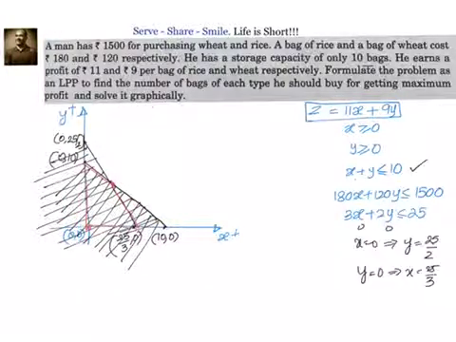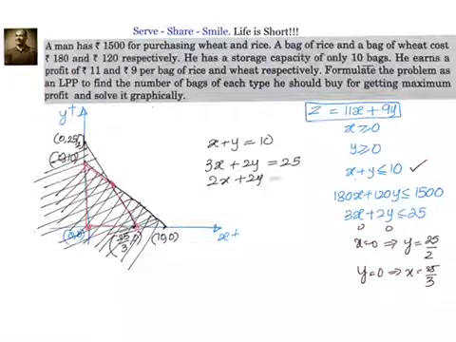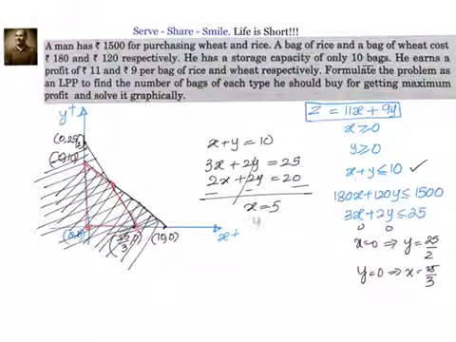Now we have to find out the corner points of this. We know already this is (0, 10). We know this is (0, 0). We know (25 by 3, 0). Now we don't know this point, so we'll find it out. For that we'll solve these two linear equations: x plus y equal to 10, and 3x plus 2y equal to 25. Multiply the first one by 2, we will have 2x plus 2y equal to 20. Now subtract them, you get x equal to 5, y equal to 5. That means we know this point is (5, 5).